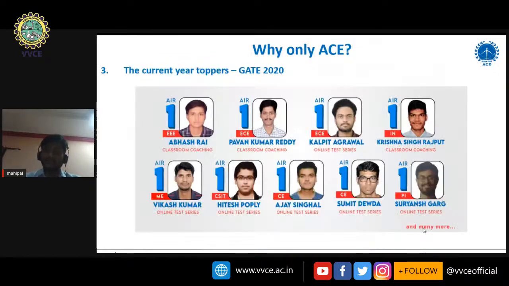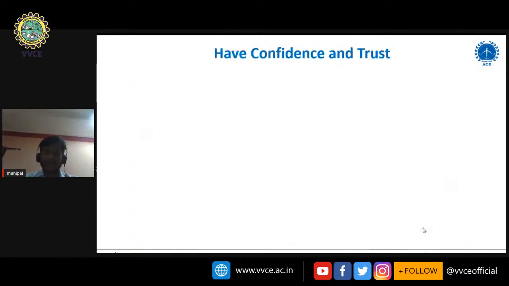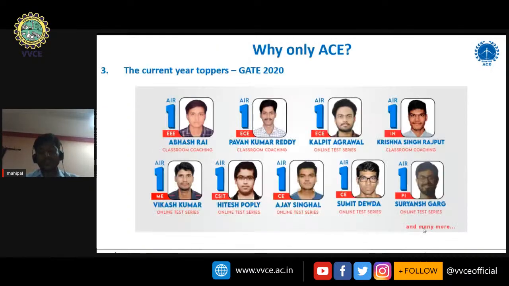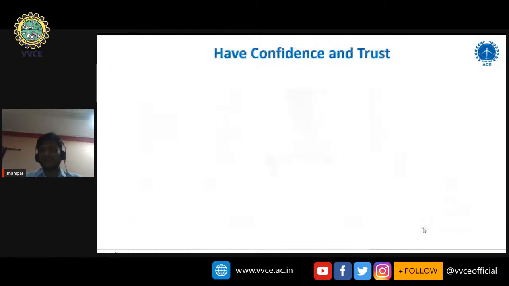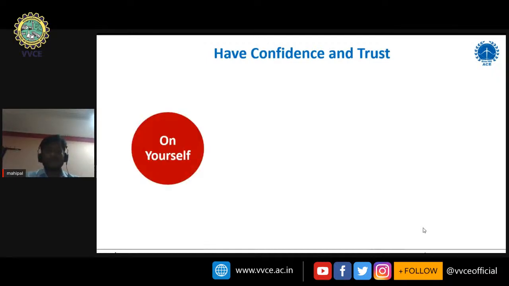In the GATE exam also, we have got very good ranks. 9 top India, first ranks we have got. And that's it. The reason we are conducting this session in coordination with your faculty members is to give you awareness about these competitive examinations and some confidence and trust in your own self. If you get that, probably your preparation is going to be easy.